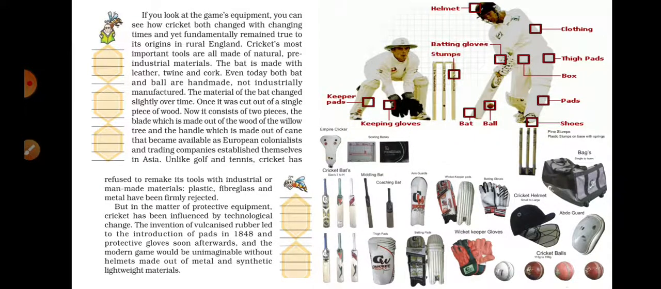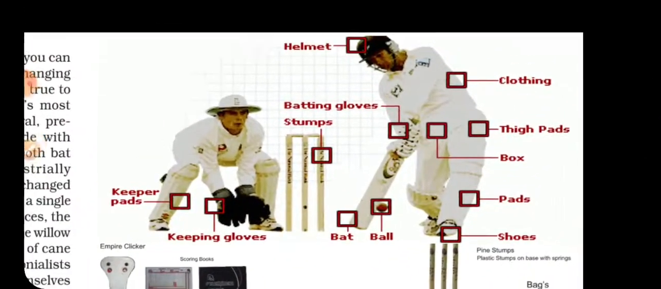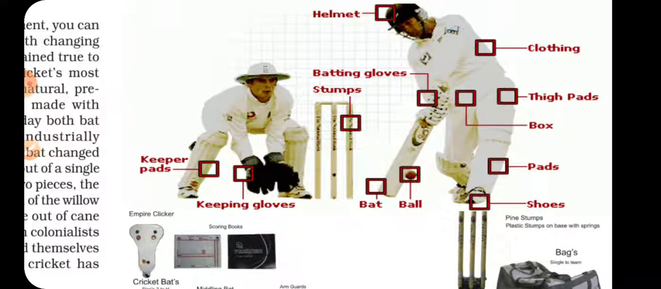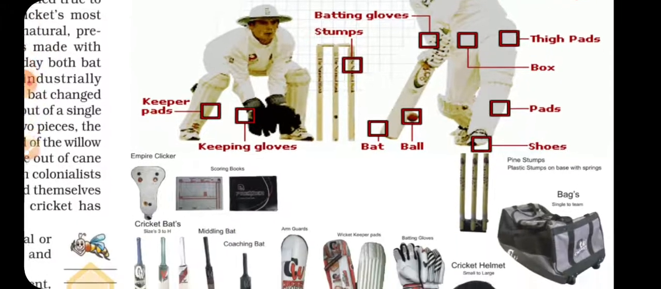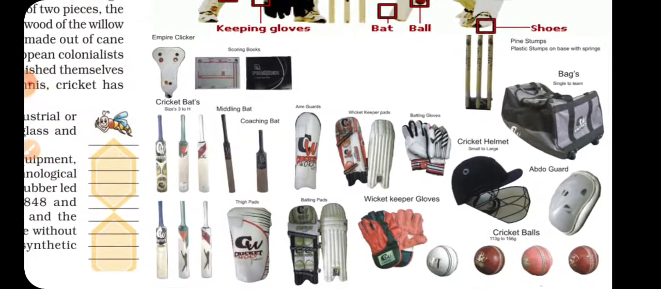On the left hand side, you can see the first picture points out the important equipment: the stumps, the bails, the bat, the ball, and the protective gear also, like the pads, the helmet, the gloves, etc. And in the second picture, you can see the equipment clearly.